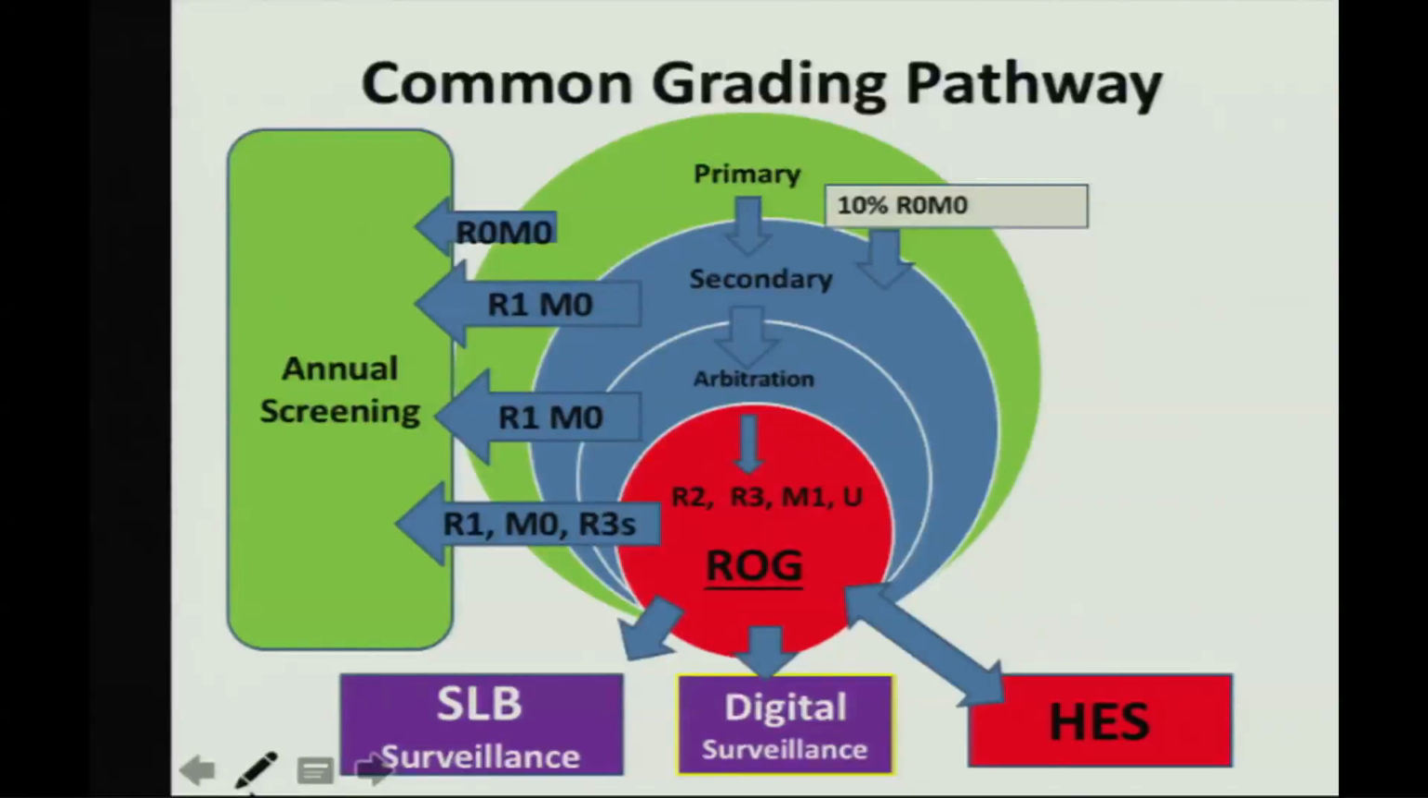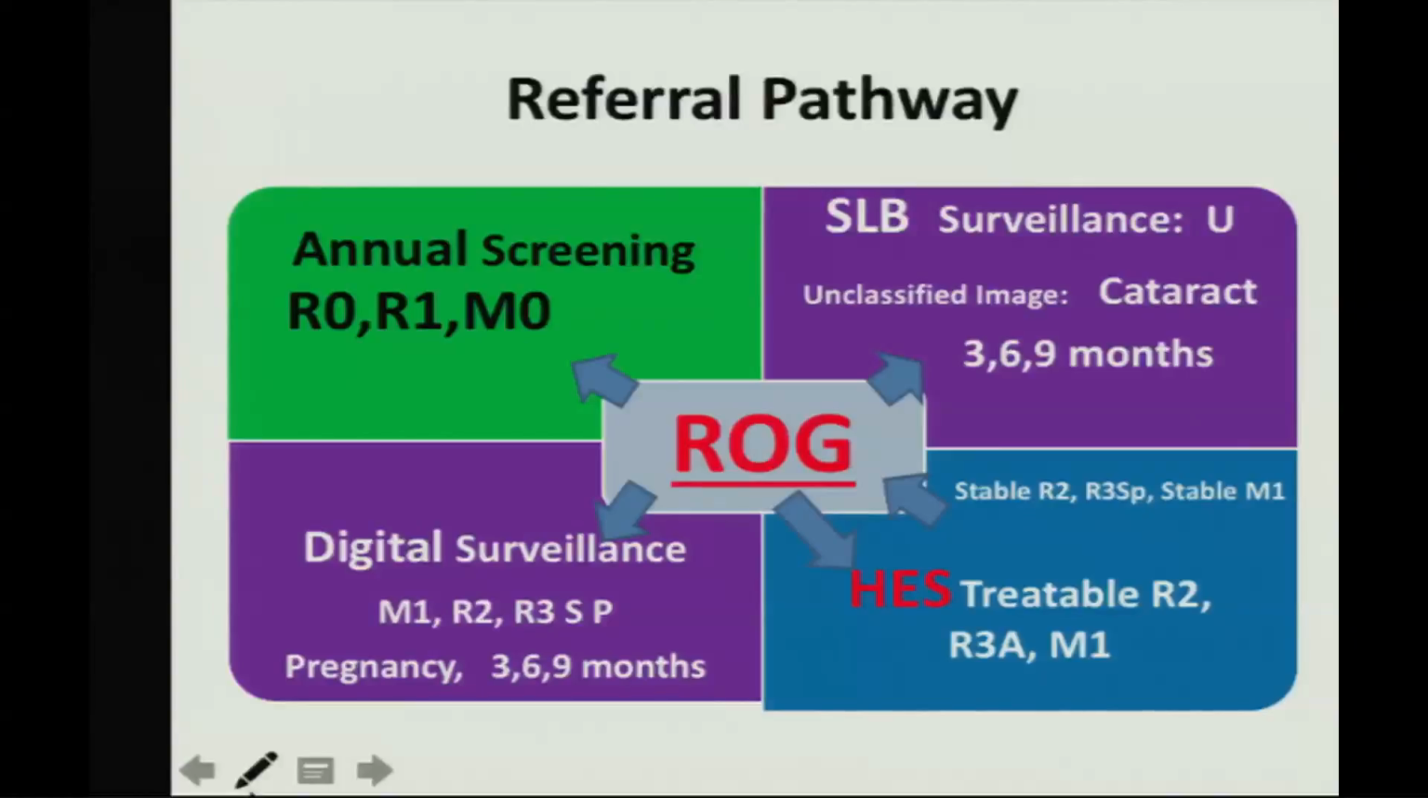Any further R2, R3, M1, unclassified, goes to ROG, or referral outcome grading. And this is the referral outcome grader who decides whether it has to go to the hospital eye service or it can be followed in the community screening in the form of slit lamp biomicroscopy or digital screening. So the central point is the ROG screening. All the patients who have been referred to the hospital eye service, once they get treatment, are referred back to the ROG grader, which again decides whether it has to go to annual screening, SLB surveillance, or digital surveillance.